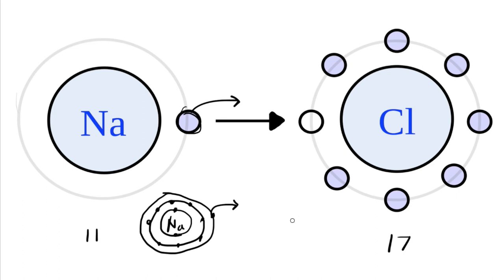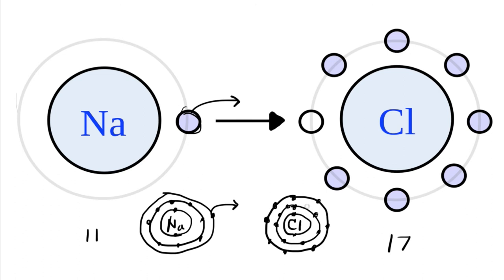Let's do the same thing for chlorine. Okay. We have 2 that fill the first shell. And then we have 8. That brings us to 10, which leads us to our valence shell that has 7. And by accepting this electron from sodium, now chlorine, or chloride, has a full valence shell.